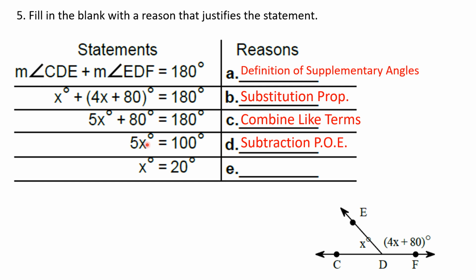All right, and then from line 4 to line 5, 5x degrees equals 100 degrees, and then we went to line 5, which says x degrees equals 20 degrees. So what happened from line 4 to line 5? We divided both sides by 5, and what property allows us to divide both sides by the same value? The division property of equality. All right, so our first geometry proof.